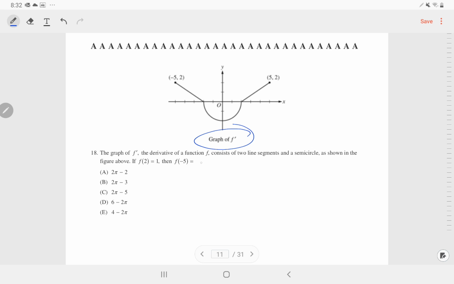Okay, so let's see. The graph of f prime, the derivative of f, consists of two line segments. Okay, so those are lines. And a semicircle, shown above. F of 2 is 1. What's f of negative 5?